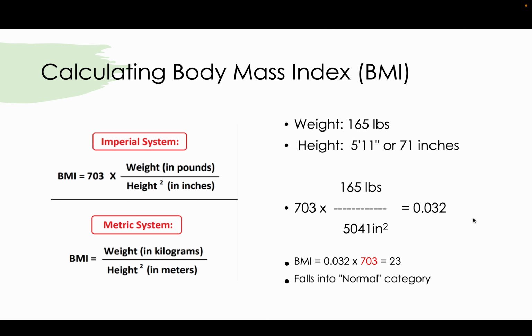Now, as an example, if we have a person who is 5 feet 11 inches or 71 inches total and who weighs 165 pounds, how would we calculate their BMI? It's fairly easy. You would divide the weight, 165, by their height, which is 71 inches, squared, which in this case is 5,041 inches squared. This gives us 0.032, but we must multiply by a factor of 703 to get our BMI, which for this example turns out to be 23. So let's go to the next slide to see where this falls in the BMI categories.